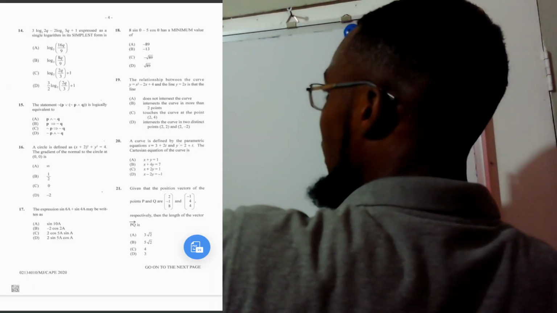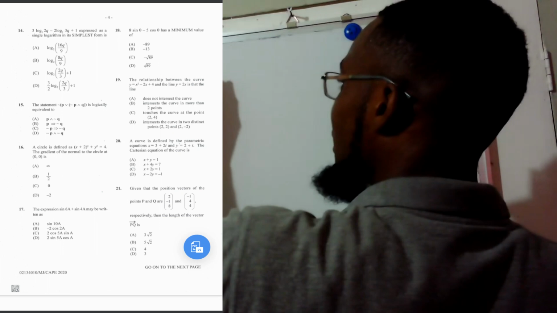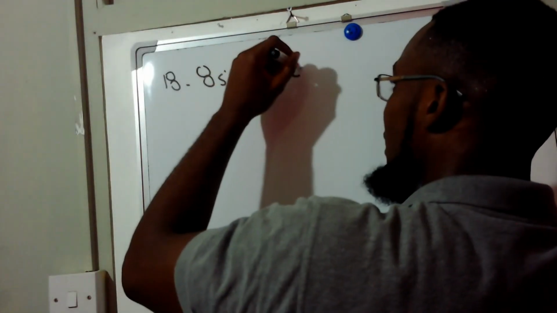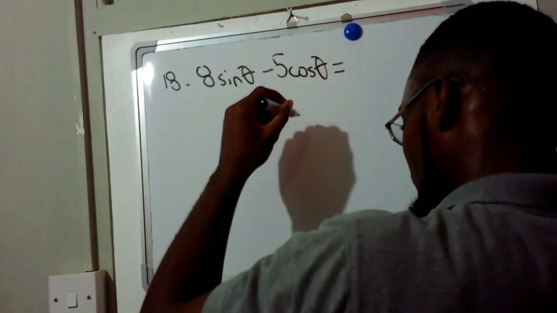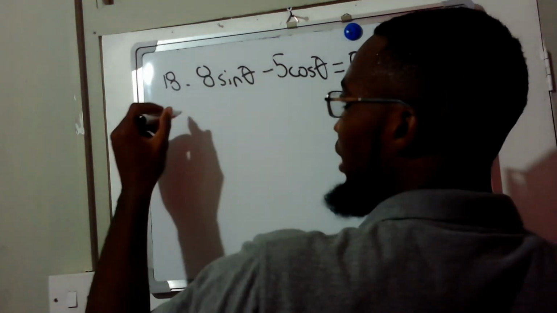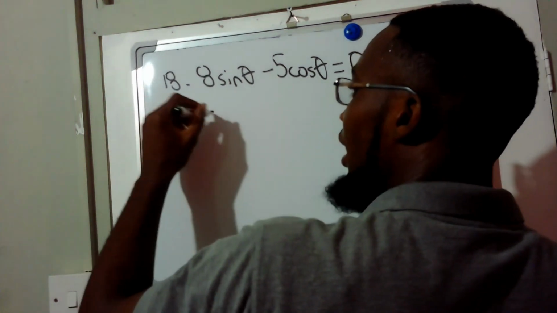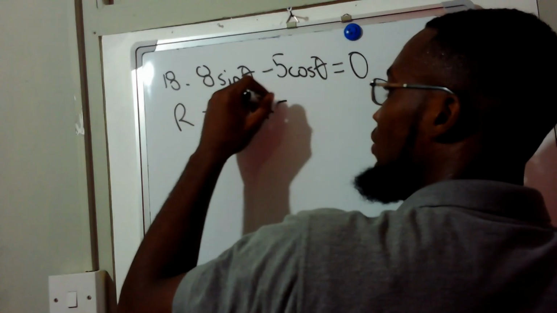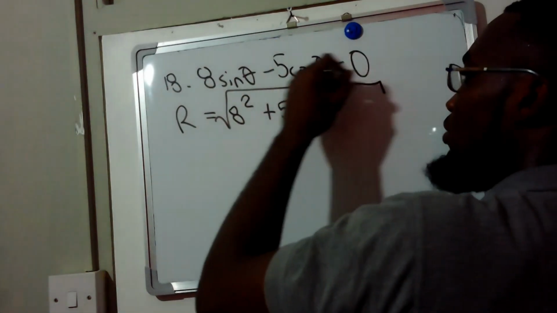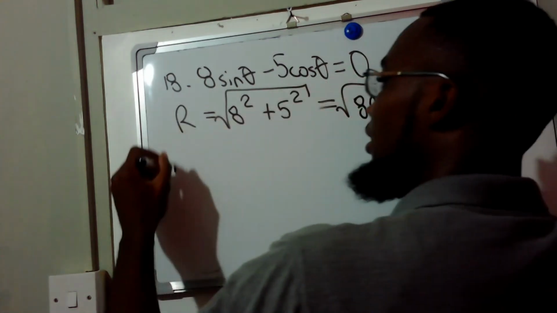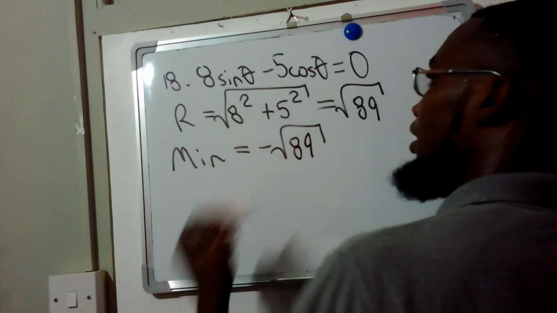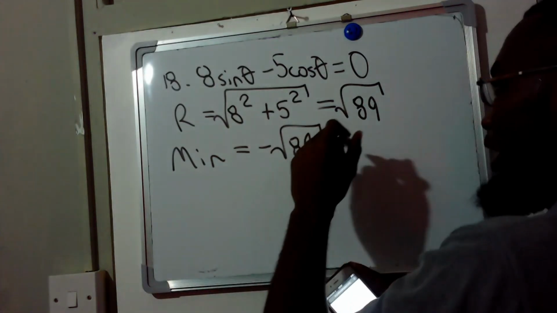Number 18, it gives you 8 sine theta minus 5 cos theta equal 0. Where does it have a minimum value? First thing, the minimum value is always negative r. R is equal to the square root of 8 squared plus 5 squared. That's 64 plus 25, which is the root of 89. So the minimum is equal to negative the root of 89. That is option A.